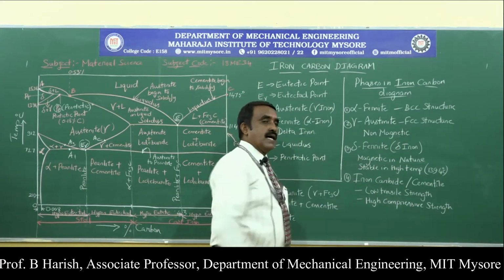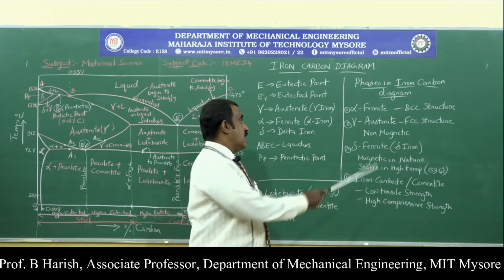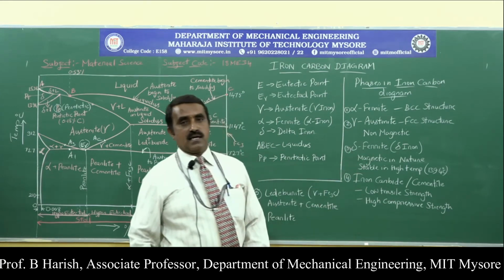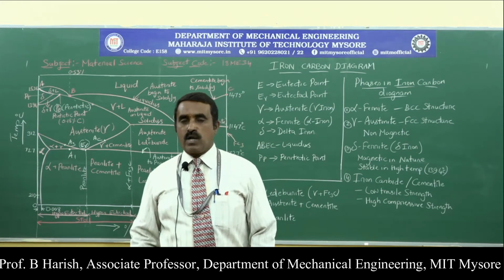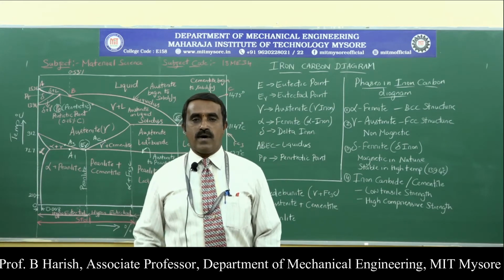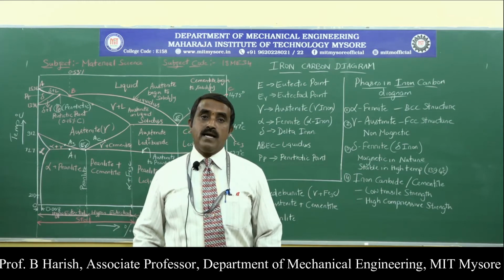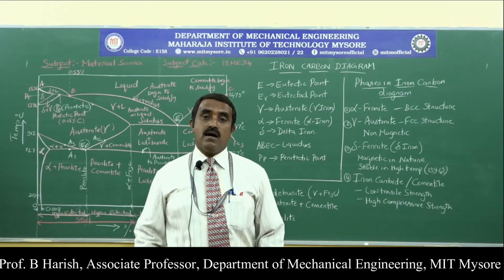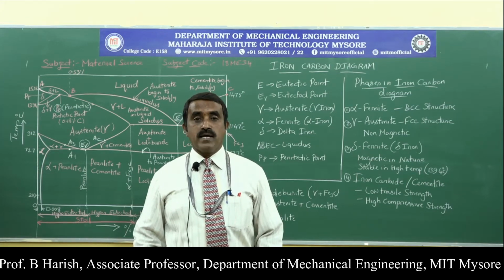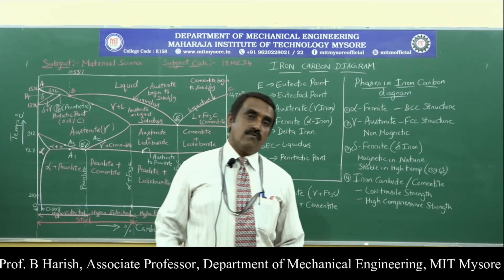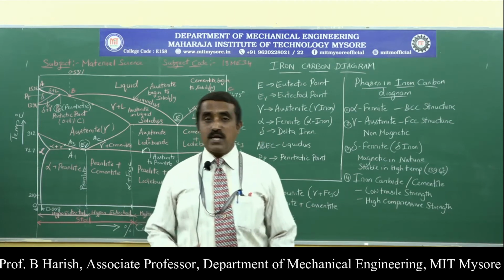So it will have FCC structure, and it is non-magnetic. One of the properties of this phase of iron is that it is non-magnetic, and it is unstable at low temperature. So we can make it stable by rapid cooling.